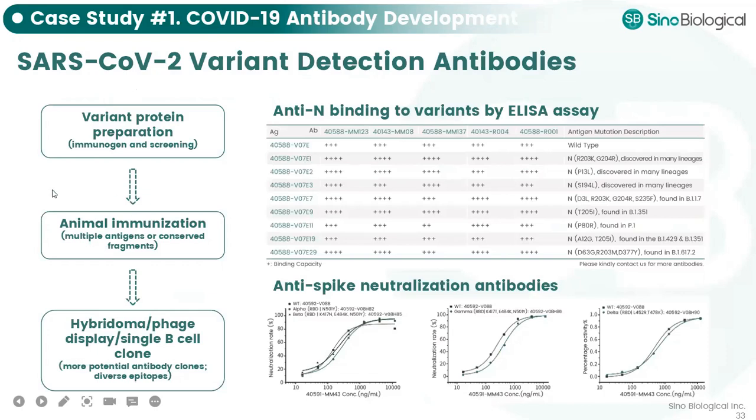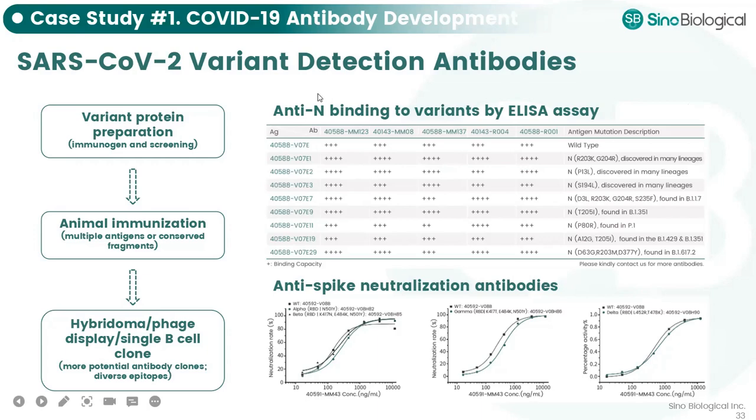In addition, we do animal immunization and we optimize the procedures. We use conserved fragments, or we immunize with multiple antigens, to try to obtain antibodies which have the ability to recognize all types of variants. In the same way, we use multiple platforms to get more potential antibody clones, which can also recognize diverse epitopes.